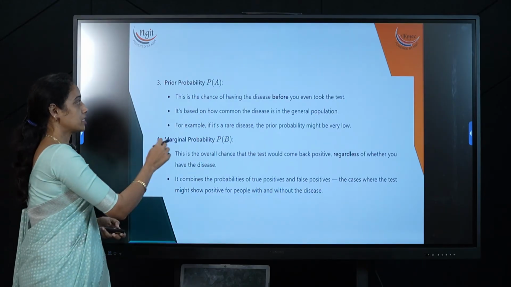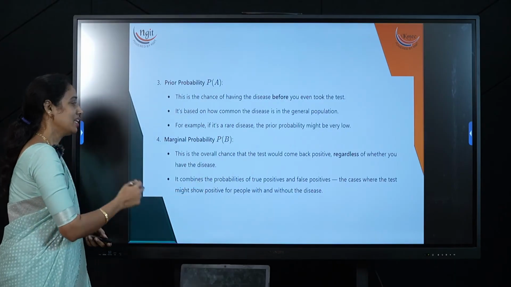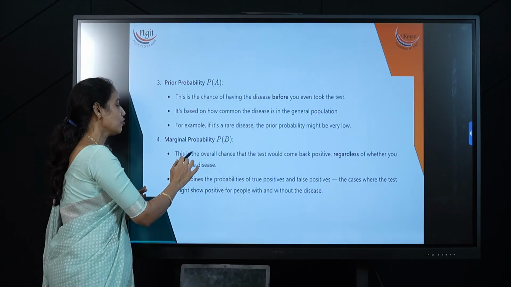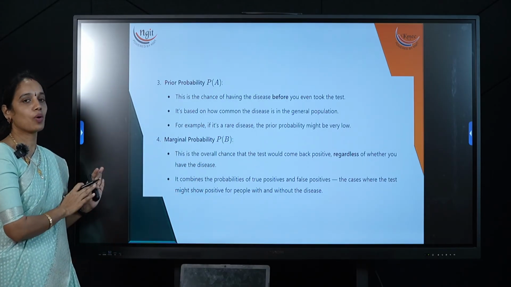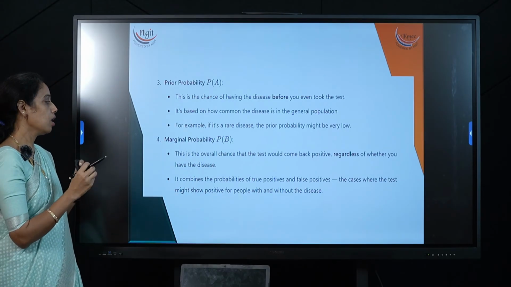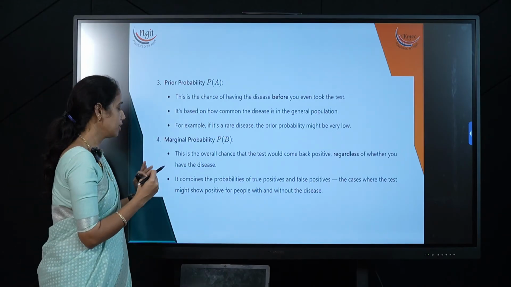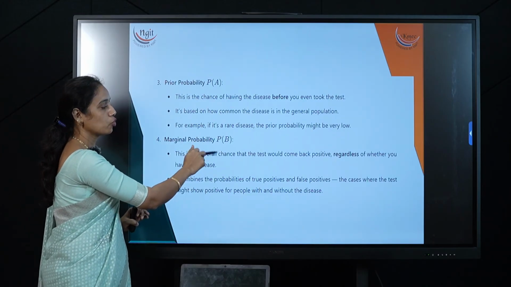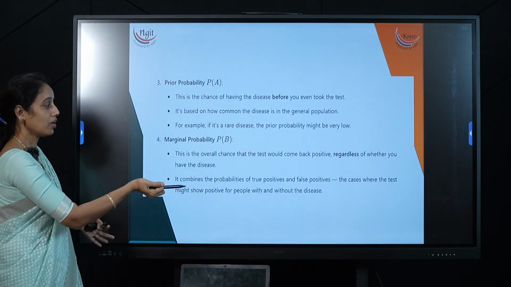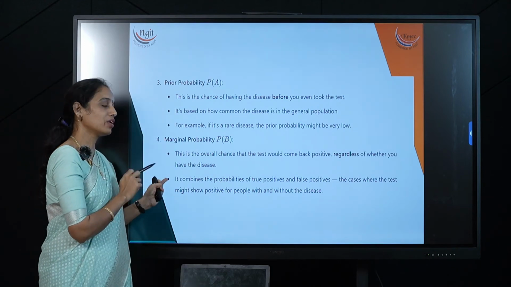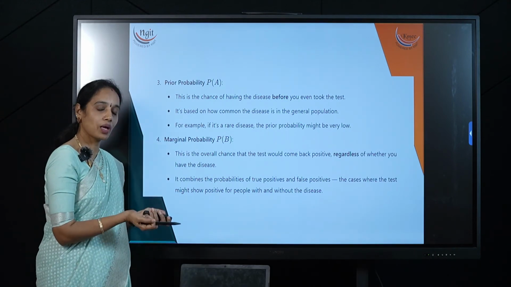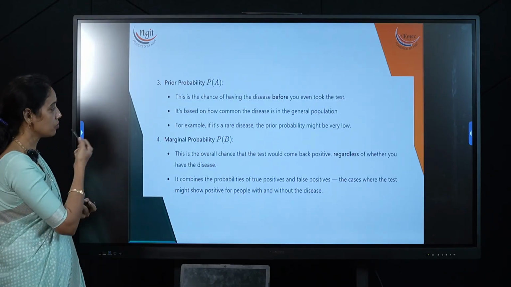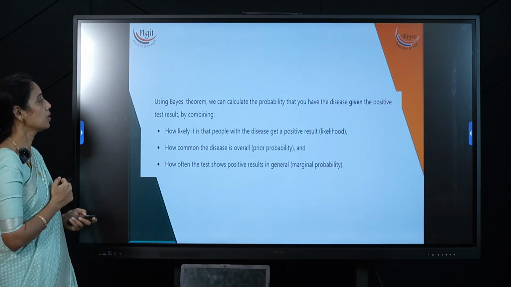Then the next one is marginal probability, which is the probability of B. This is the overall chance that the test would come back positive regardless of whether you have the disease. This marginal probability combines the probabilities of true positives and false positives, where the test might show positive for people with and without the disease. Yes, sometimes even though we don't have the disease, the test result may come positive. In such cases, we are going to find out this marginal probability.